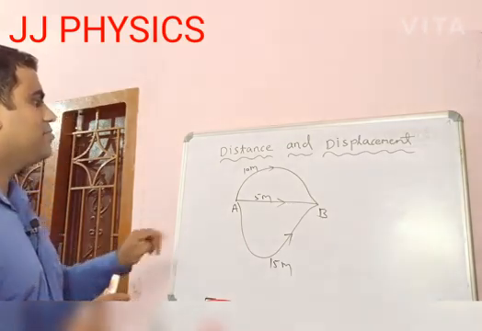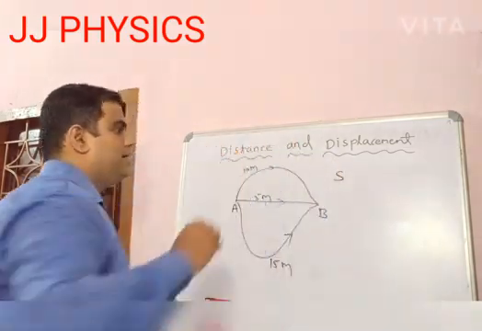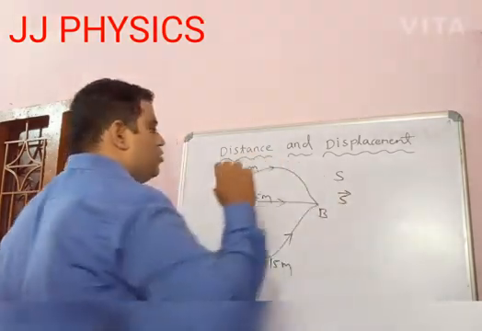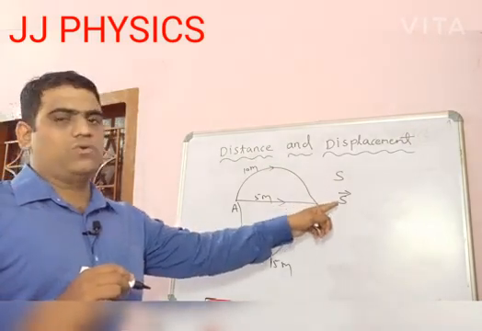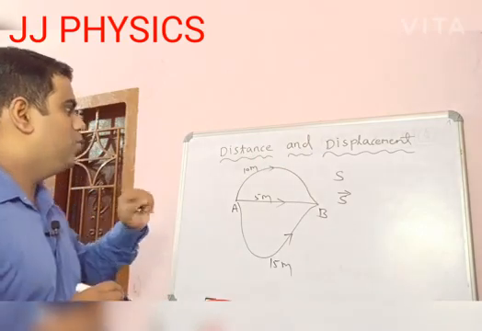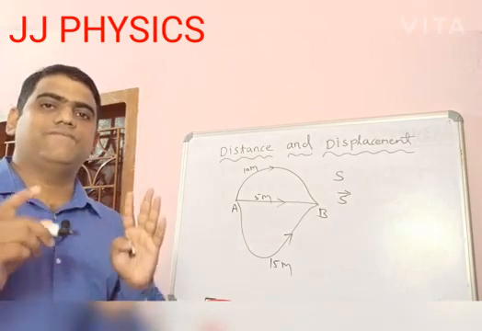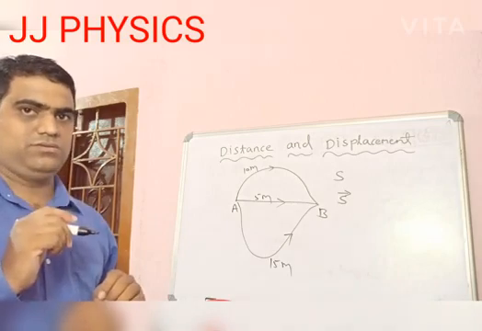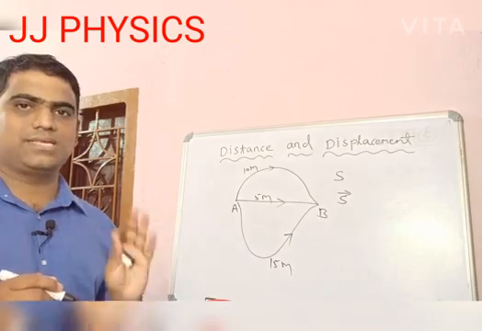Clear? Okay, distance is denoted by a letter S. Okay, but displacement is denoted by a small arrow mark over S. Why is the arrow mark used? It is a vector quantity, but S, distance, is a scalar quantity. So what is scalar and what is vector? The quantity which has magnitude as well as particular direction is called vector. Okay, and the quantity which has magnitude but no particular direction is called scalar.